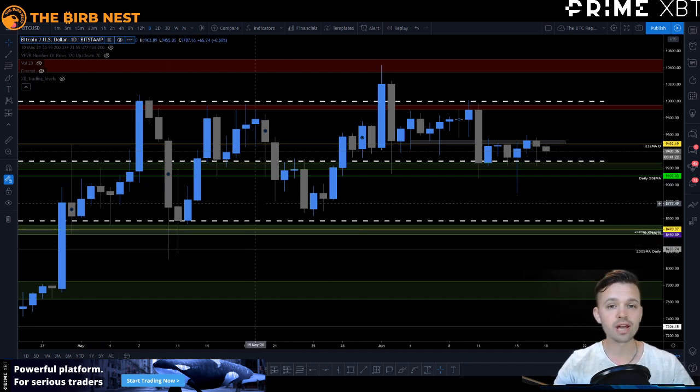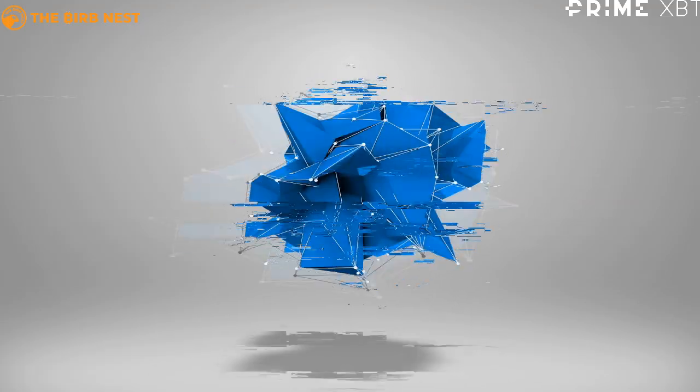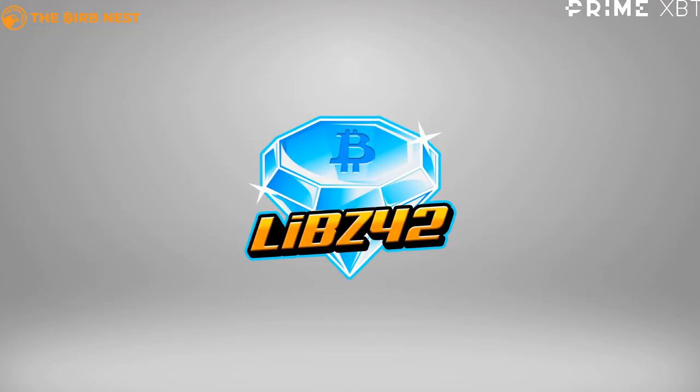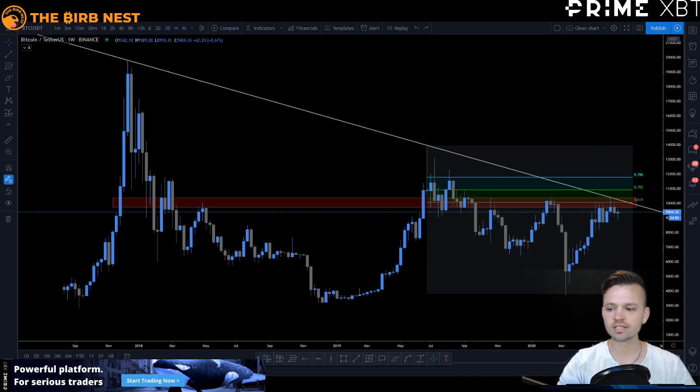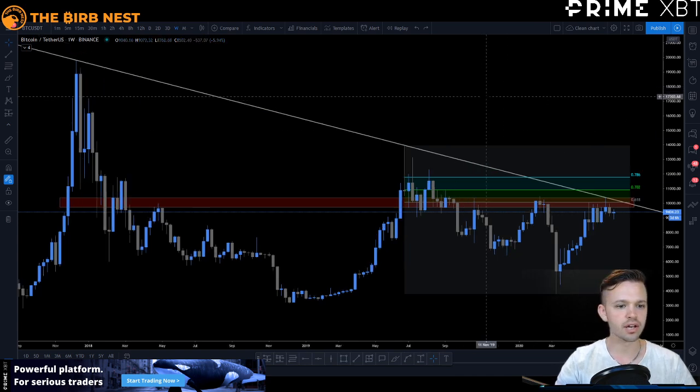Let's jump right into the charts and let's take a look at the setups. Alright, so here we go. Here's BTC USD on Bitstamp. Actually, I wanted to start with BTC USDT on Binance here.